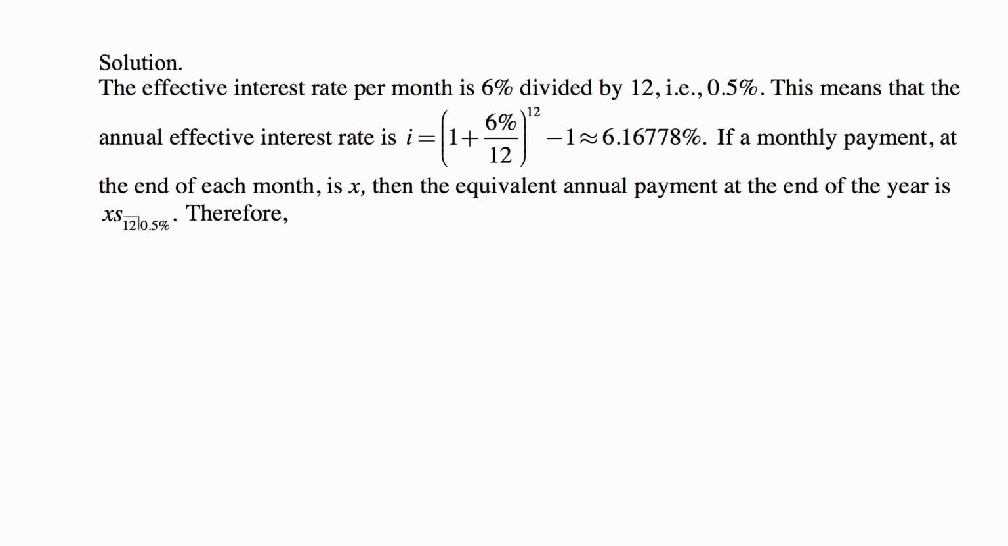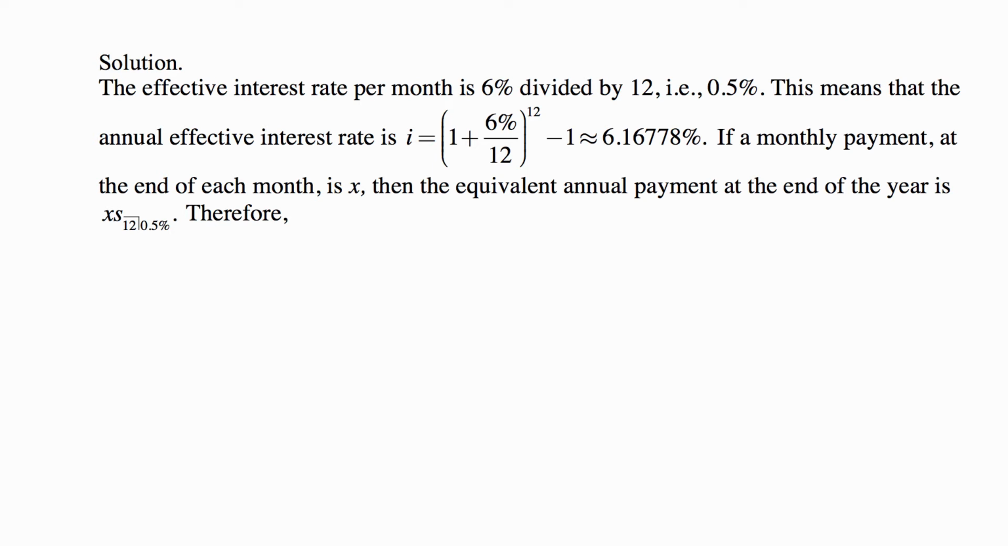Also, the interest rate given is really effectively a monthly interest rate. It's 6% nominal annual compounded monthly. That's really 6% divided by 12, or 0.5% per month. What is the corresponding annual effective interest rate? Well, it's (1 plus 6% divided by 12) to the 12th minus 1, or approximately 6.16778%. I'm going to call this interest rate i.